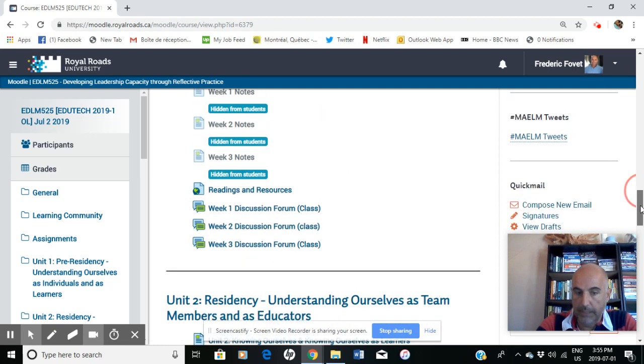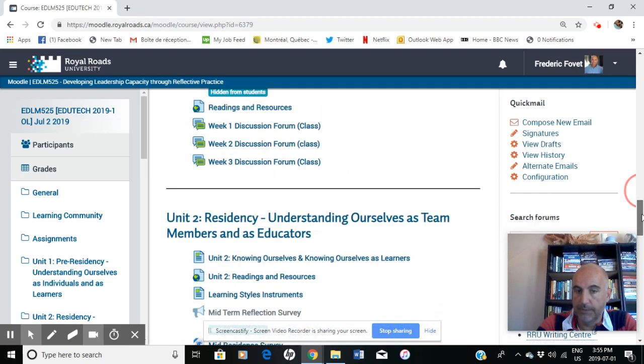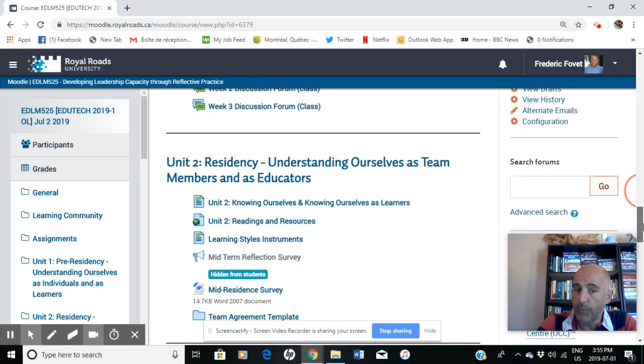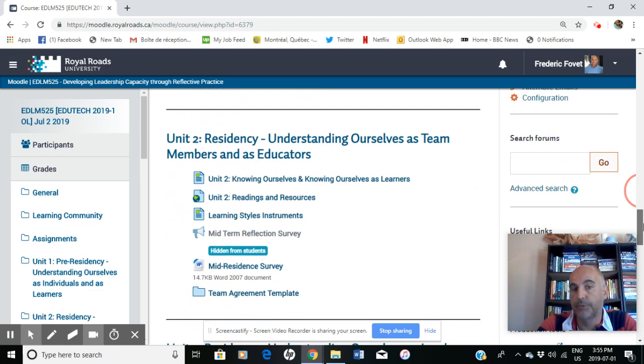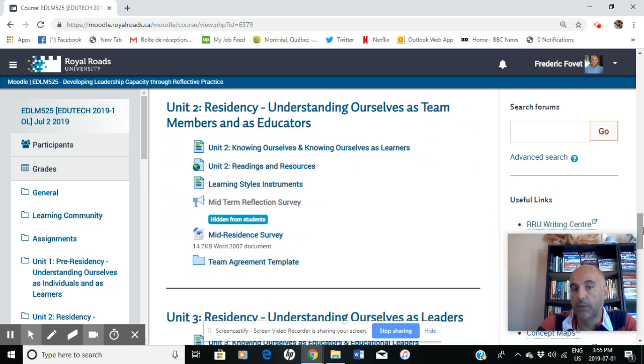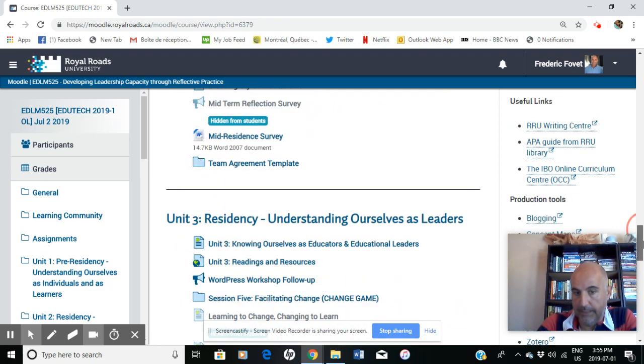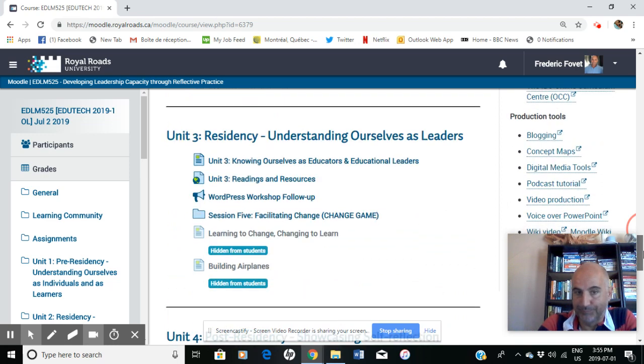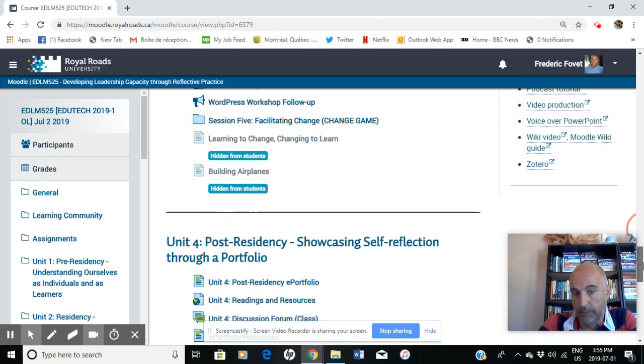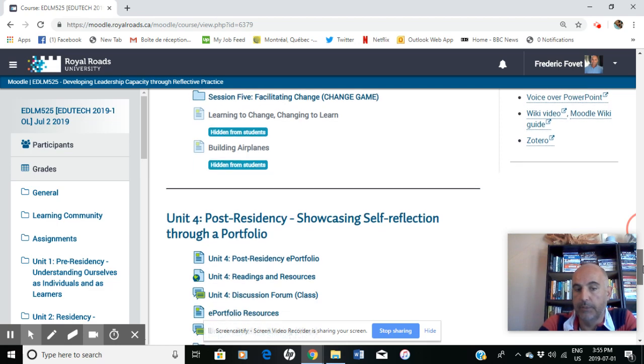As we meet in 3 weeks and go into unit 2, residency, residency is broken up into 2 different weeks and 2 different units. The first week will focus again on the expression of yourself, but this time as a team member and as an educator. The second week will look at the expression of self as leaders. And then the final unit is post-residency, and it's really the preparation of the e-portfolio itself. By then you're focusing on that.